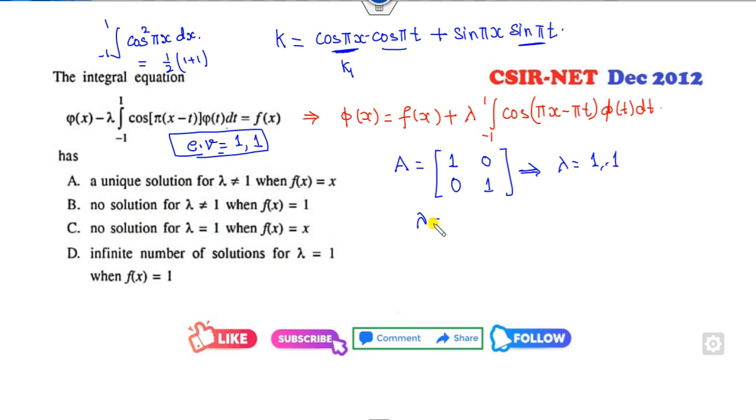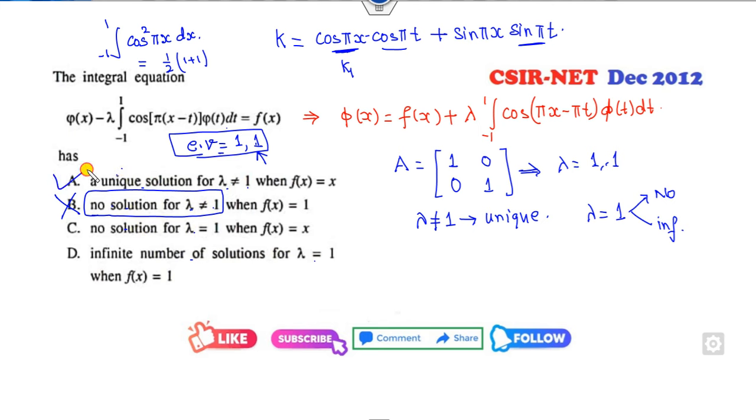Now, what will happen when lambda is not equal to this? You will get a unique solution. So that means this option is cancelled out. Because for no solution, when lambda is equal to the eigenvalue, then either you have no solution or infinitely many solutions. But he said lambda is not equal to 1, no solution. Lambda equal to 1, no solution, it may be. Lambda equal to 1, infinitely many solutions, maybe. Lambda not equal to 1, infinitely many solutions, yes.